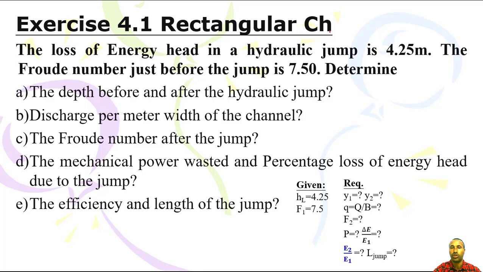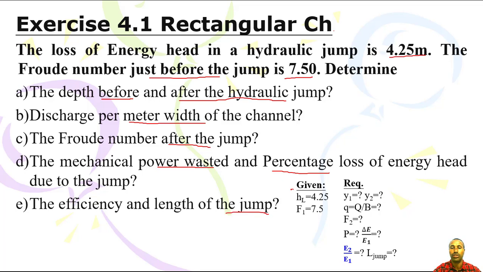Okay, so as an exercise, we can try this one. You have a rectangular channel. The head loss, or the loss of energy head, in the hydraulic jump is 4.25 meter. The Froude number just before the jump is F1. Determine the depths before and after the hydraulic jump, y1 and y2, the discharge per meter width of the channel, and the Froude number after the jump, F2, the mechanical power wasted, the percentage loss of energy head due to the jump, the efficiency and the length of the jump.